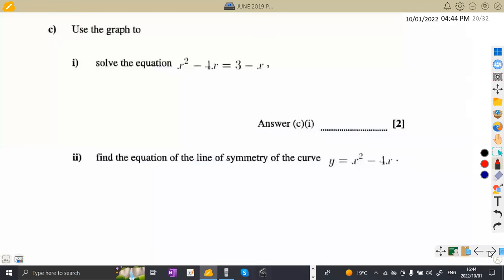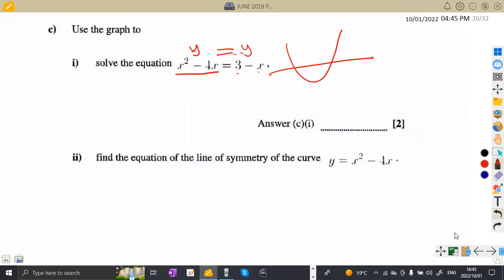Let us see the other part of the question now. Use the graph to solve. Take note, guys, x squared minus 4x, which was our y before, and 3 minus x, which was also y. So at the point we're saying y is equal to y. So this is at the point of intersection of the two graphs.